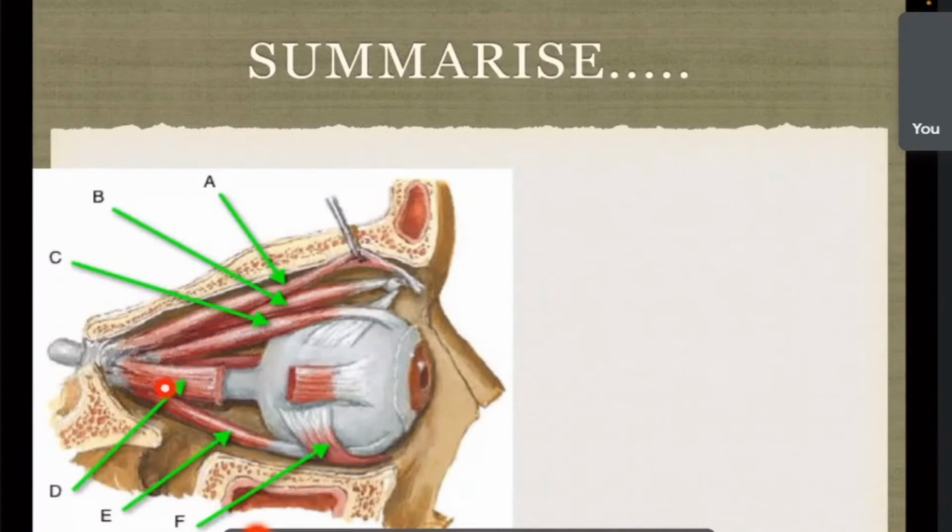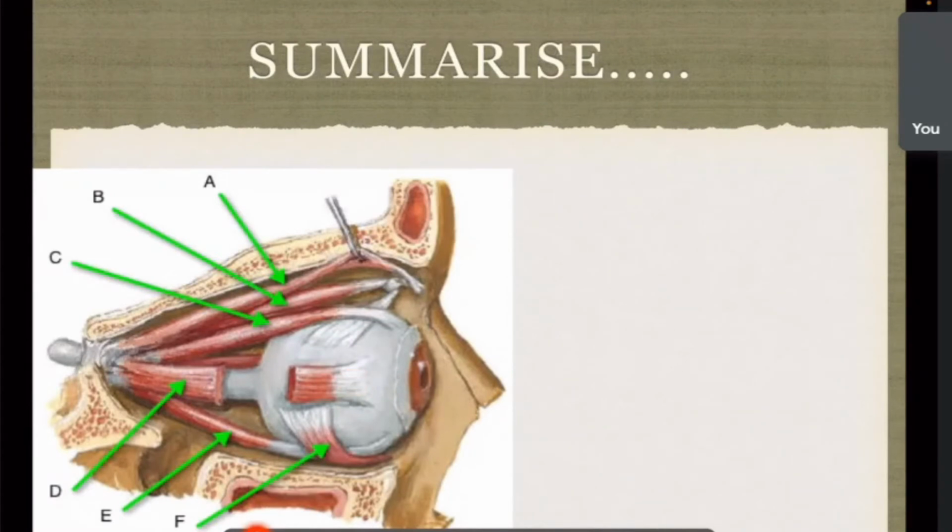So this is the lateral rectus muscle. E is the inferior rectus muscle, and this is the inferior. So all the recti muscles are inserted onto the sclera in front of the equator, and all the oblique muscles are inserted onto the sclera behind the equator, in the posterosuperior quadrant.